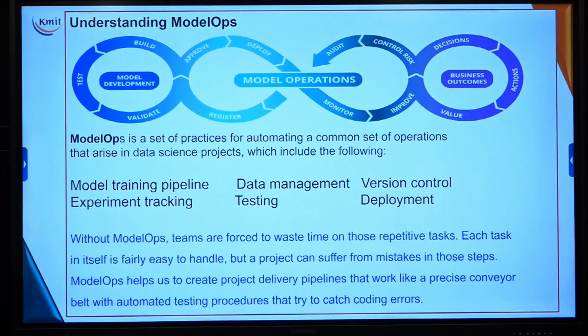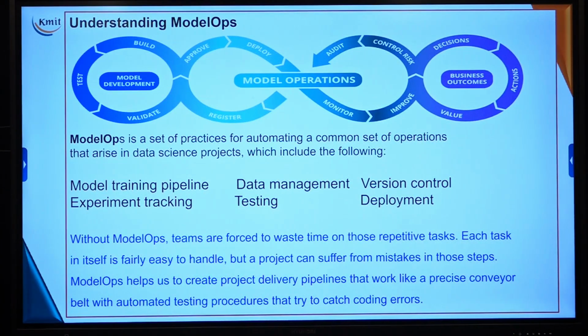So let us see what model OPS is. Model OPS is a set of practices for automating a common set of operations that arise in a data science project, which include the following. Model OPS is nothing but a common set of data operations, and these operations include model training, data management, version control, experiment tracking, testing and deployment.